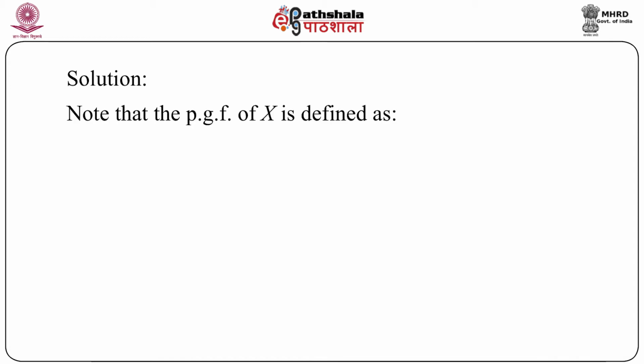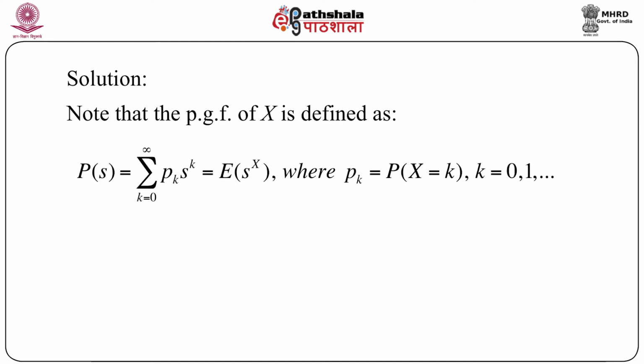So we start with the definition of the probability generating function of a random variable. Of course, we assume that the random variable is non-negative. So P(s) equals the summation over k from 0 to infinity of p_k times s to the power k, which means the expectation of s to the power X, where p_k is nothing but the probability that capital X equals k, for k equals 0, 1 and so on. This is the way we define the probability generating function of X.